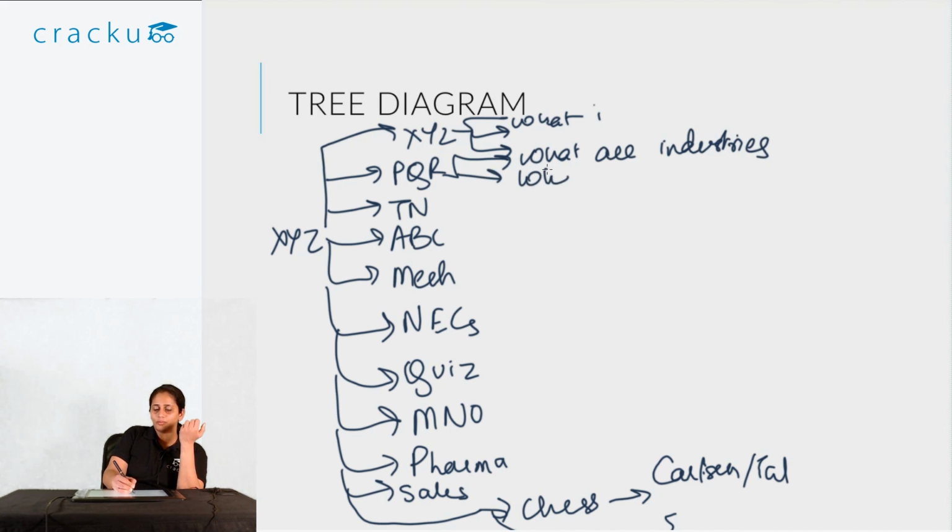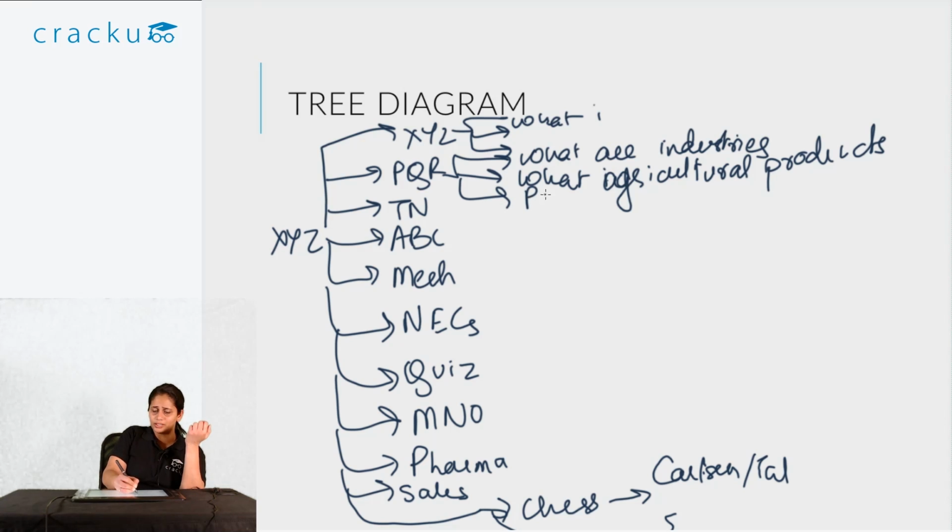What does it produce? What are its agricultural imports or agricultural exports? What does it export? What kind of economy does it have? So all of these are important. What are the industries? What agricultural products does it produce? You can also be asked about its politics. Same thing about the state as well.